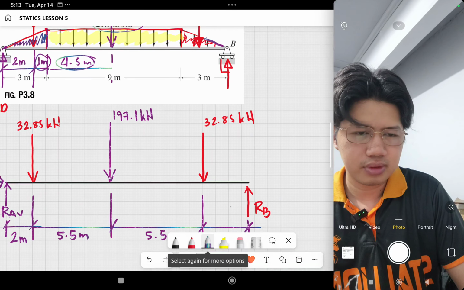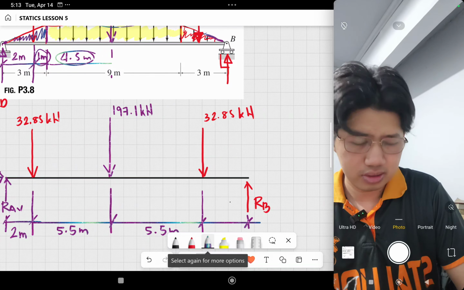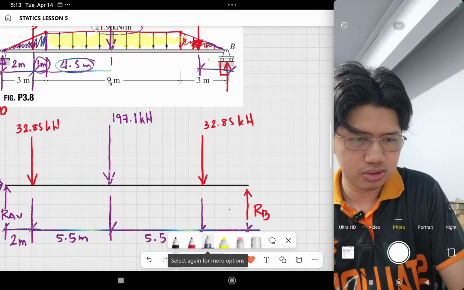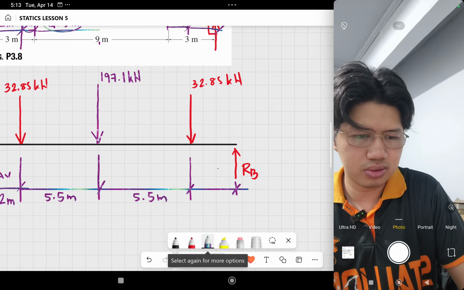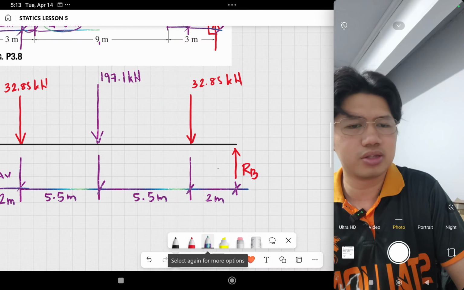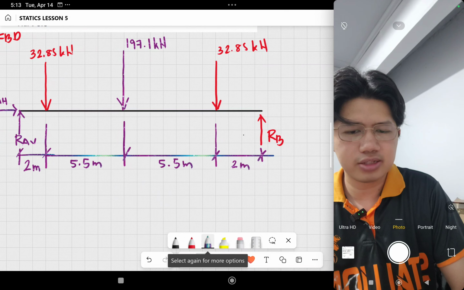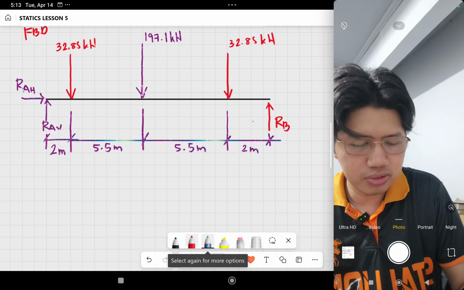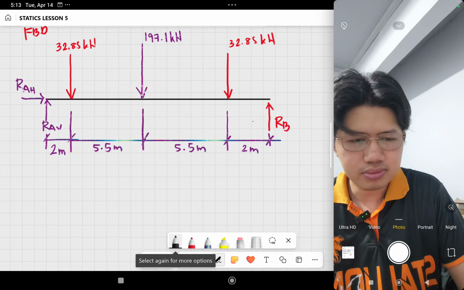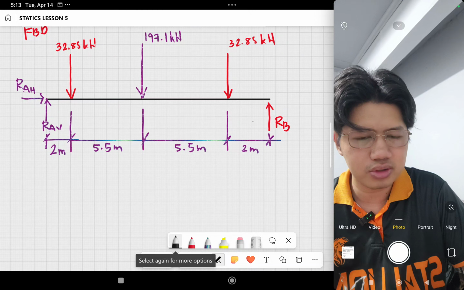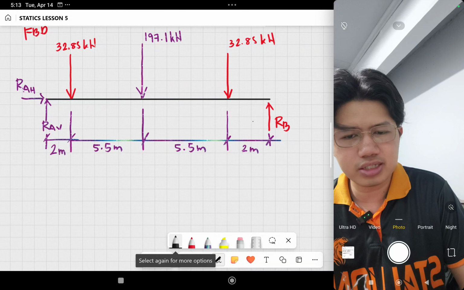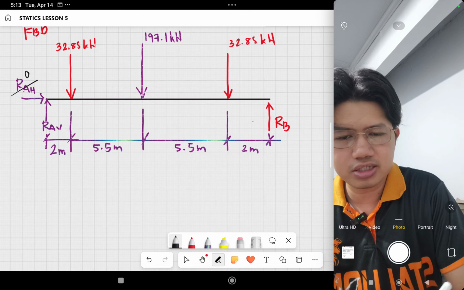And na-delete ko na, pero alam natin, this is 2 meters. 2 meters to. And this is 1 meter. Okay? So, this one hanggang sa B is 2 meters. Ayan. So, since na-simplify na natin by doing a free body diagram, let's solve either summation moments, summation forces X, or summation Fy. As you can see, wala na namang horizontal forces. So, automatic, si RAH is 0.